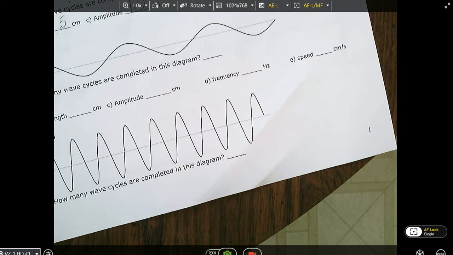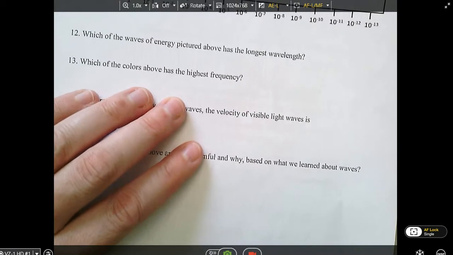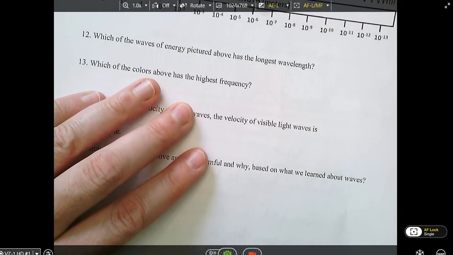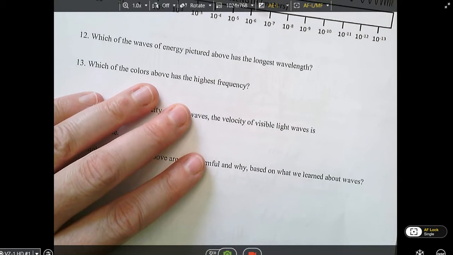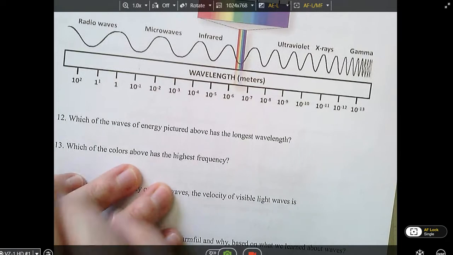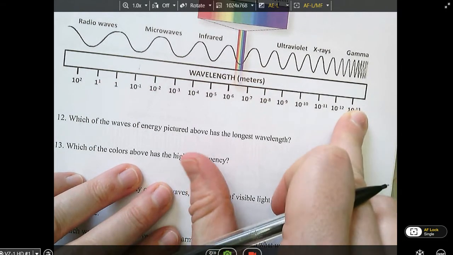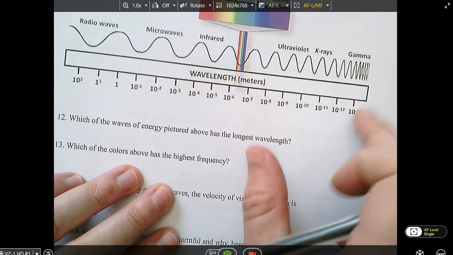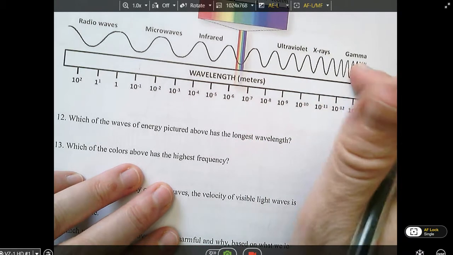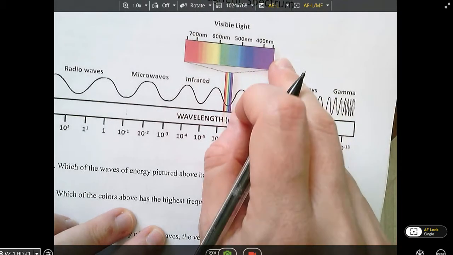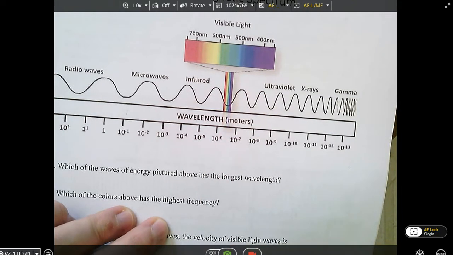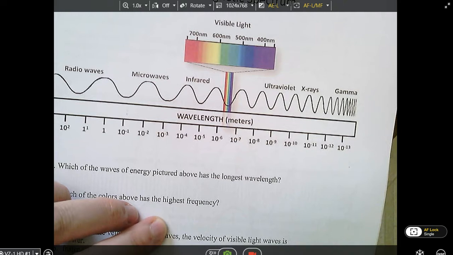I'm going to point one other issue out that we had. Number 13 asks, which of the colors has the highest frequency? Well, you needed to know as wavelength decreased, frequency increased. But gamma is not a color. Purple or violet, any of that was acceptable as the highest frequency, right? So that is, gamma is not a color.